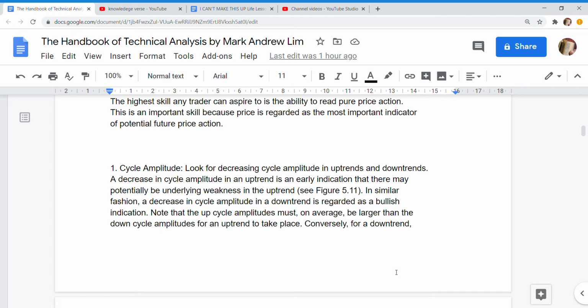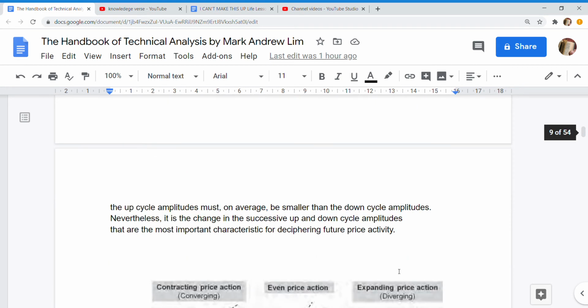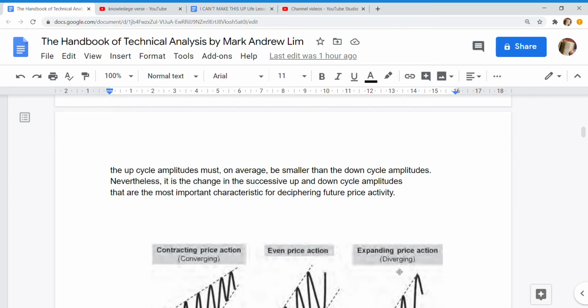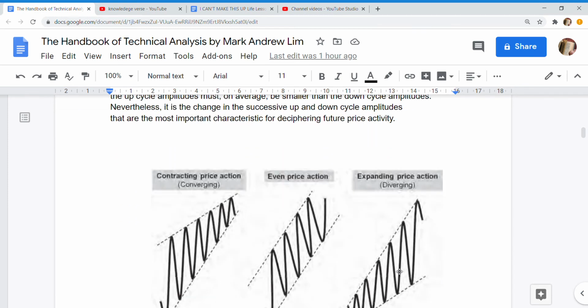Note that the up cycle amplitudes must, on average, be larger than the down cycle amplitudes for an uptrend to take place. Conversely, for a downtrend, the up cycle amplitudes must, on average, be smaller than the down cycle amplitudes. Nevertheless, it is the change in the successive up and down cycle amplitudes that are the most important characteristic for deciphering future price activity.